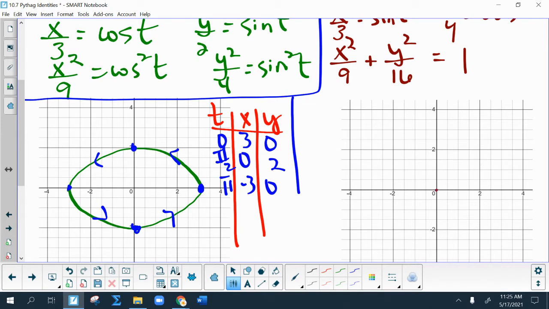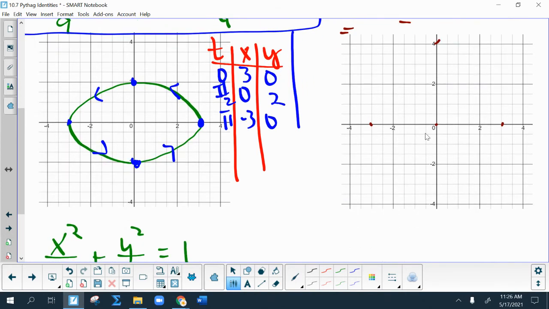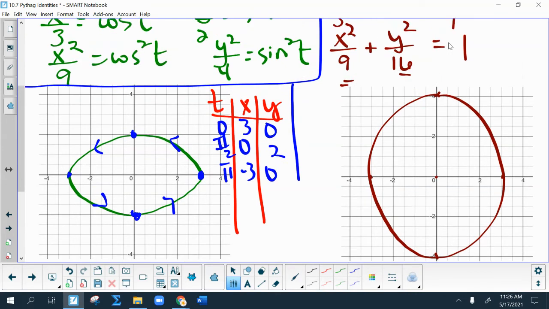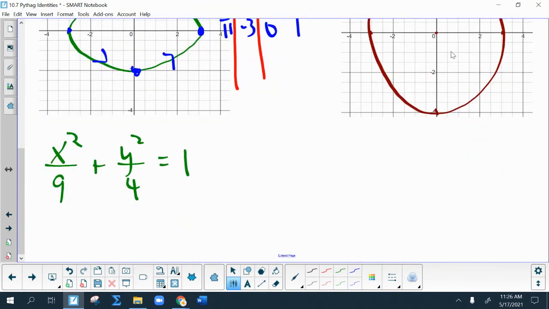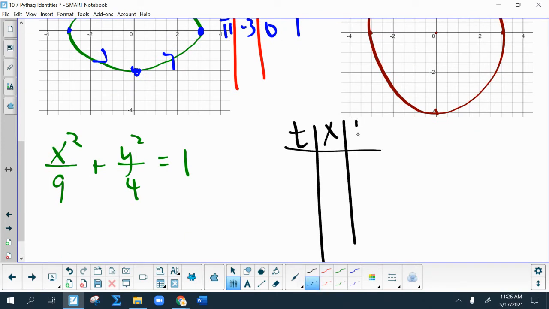That's all we're really going to worry about. The center's at 0, 0. We're going the square root of 9 to the right and left, and the square root of 16, which is 4, up and down. So this would be the one that has the major axis on the y-axis. Okay, but again, this doesn't really tell you where it starts and what direction it is going. So again, you're going to want to do your table of values. You might not need to do a whole table of values. You might just need to do enough to help you figure out the starting point and the direction.